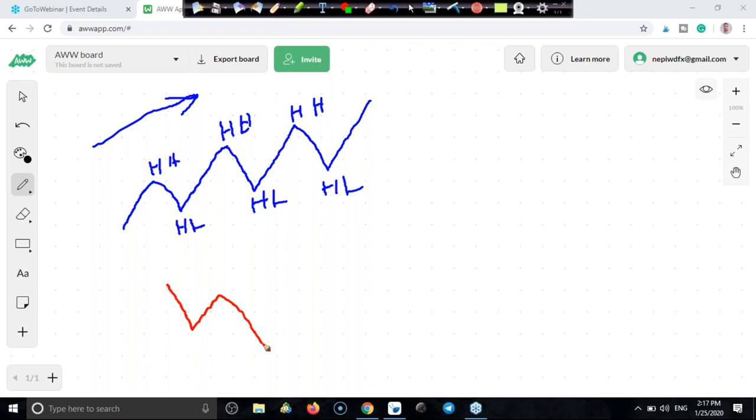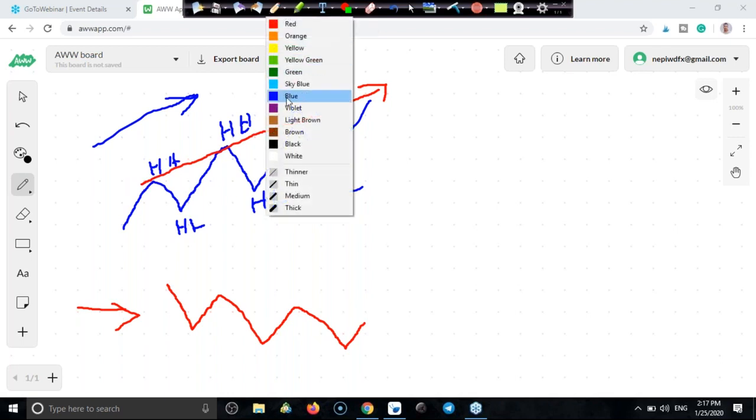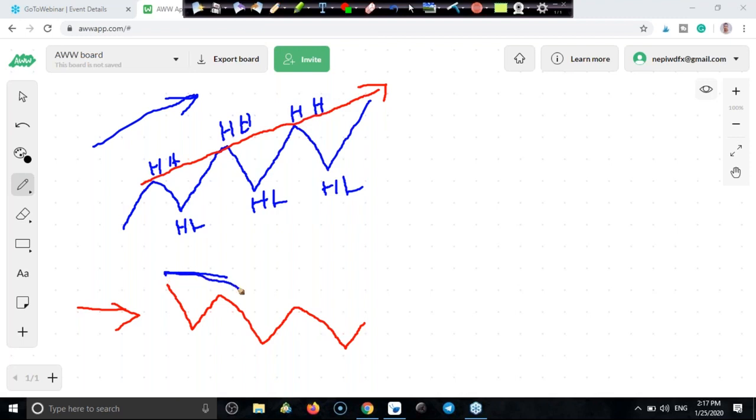Lower high, lower low, lower high. This means the indicator is diverging against the price. Here price is creating higher high and higher low, and in the indicator it is creating lower low and lower high. Price and indicator are diverging. Once this type of pattern appears, it confirms that the trend will change to a downtrend.